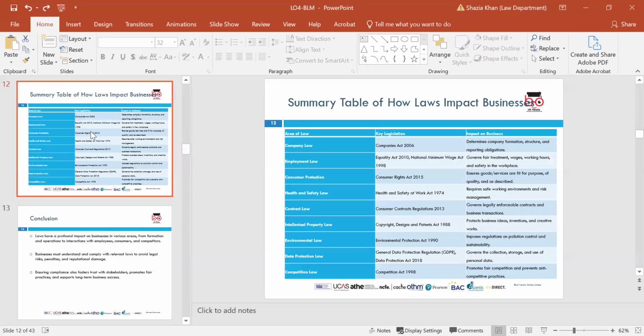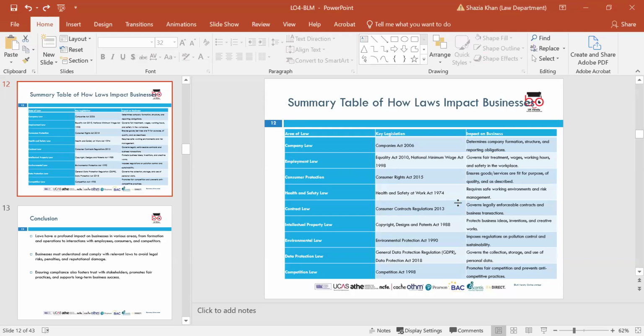So a summary of that. We've looked at company law with reference to the Companies Act 2006 and the impact on businesses. It determines companies' formation, structures and reporting obligations. We looked at employment law with reference to the Equality Act 2010 and National Minimum Wage Act 1998, and it governs the treatment, wages, working hours and safety in the workplace. We looked at consumer protection with reference to the Consumer Rights Act 2015, ensuring that goods and services are fit for purpose and quality.